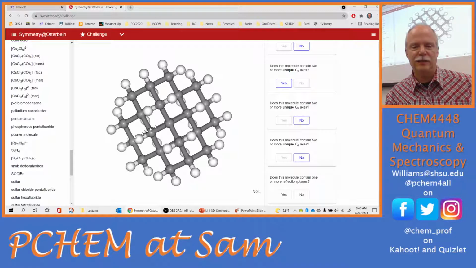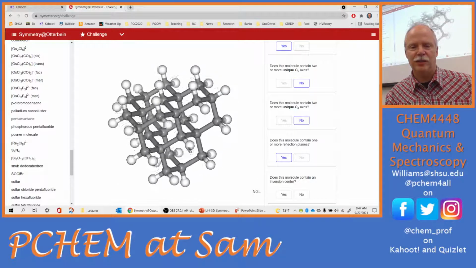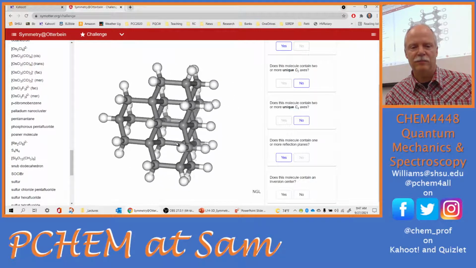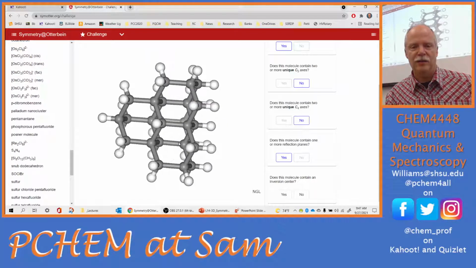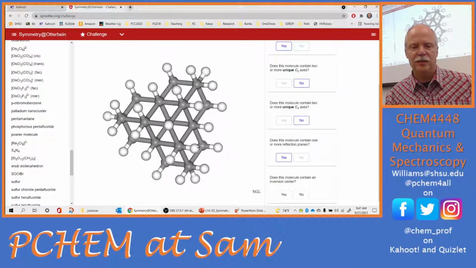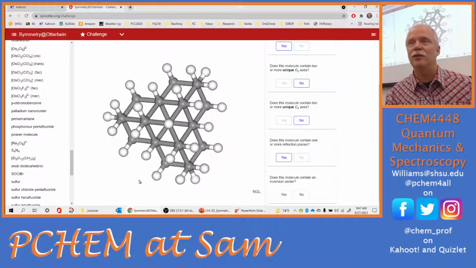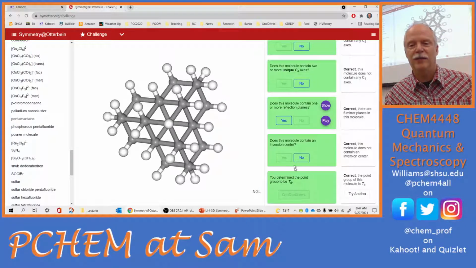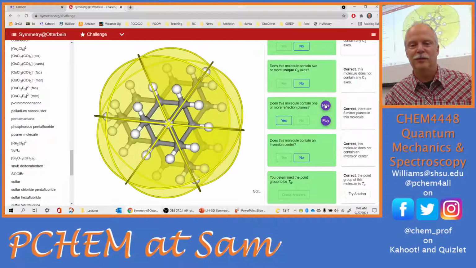Lots of reflection planes, right? There's one right here, so definitely more than one reflection plane. And does it contain an inversion center? Okay, let's turn this around. No, it doesn't. So let's just look at it at this angle here. Notice these little 3 hydrogens here have nothing to invert into. Once you find something that breaks inversion, it's over. There's no inversion center. So we'll say no. Tetrahedral.